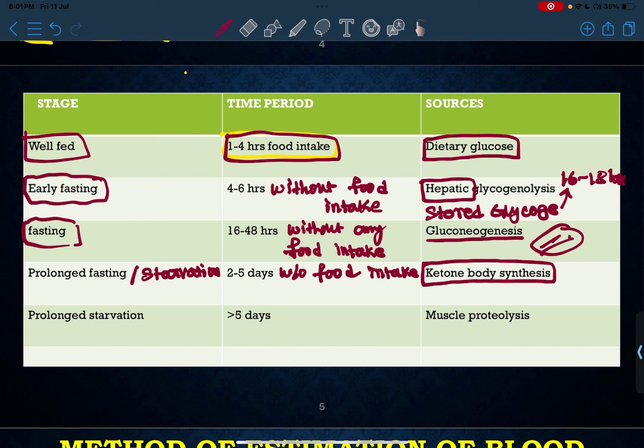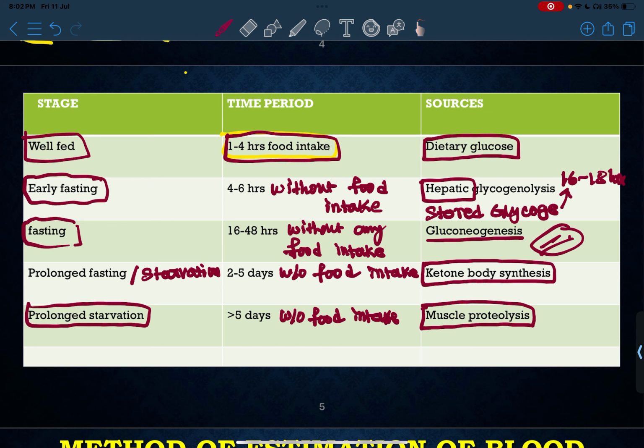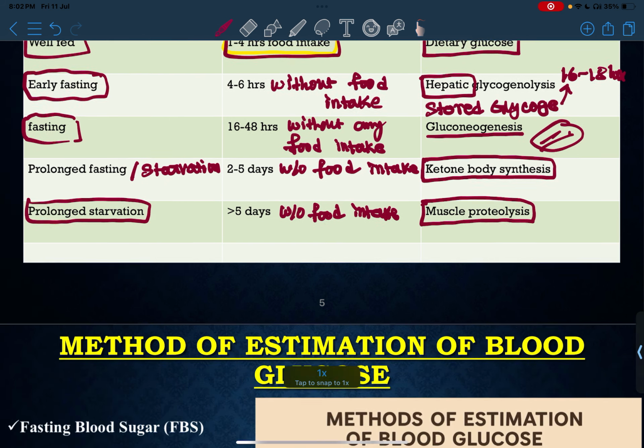So next and last stage is prolonged starvation. If you don't take food for more than 5 days, 5 days without food intake is the prolonged starvation stage. In this stage, muscle proteolysis occurs, meaning the structural protein of our muscle gets proteolyzed and produces energy.